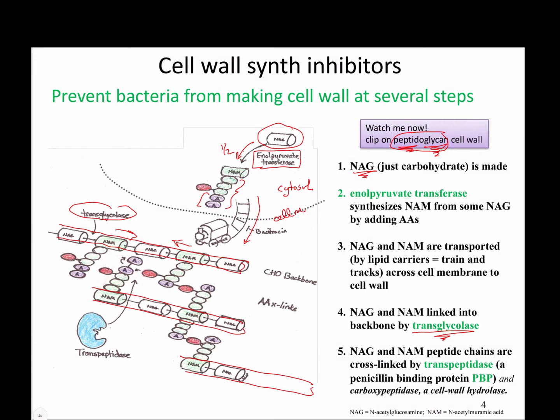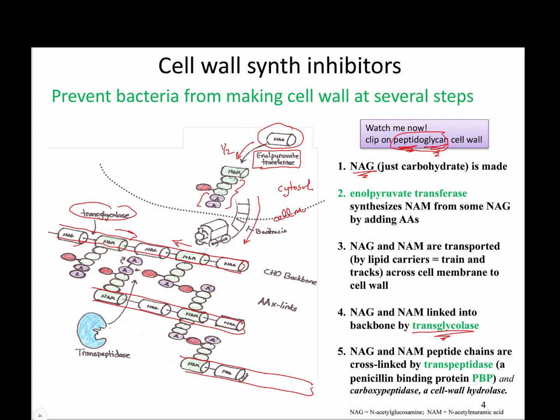Once those are set together, they'll have this linear structure, but there's nothing holding them in place. So you still don't really have a structural cell wall yet. What you're going to do is you're going to link or cross-link those sugar backbones by creating peptide cross-links between them.